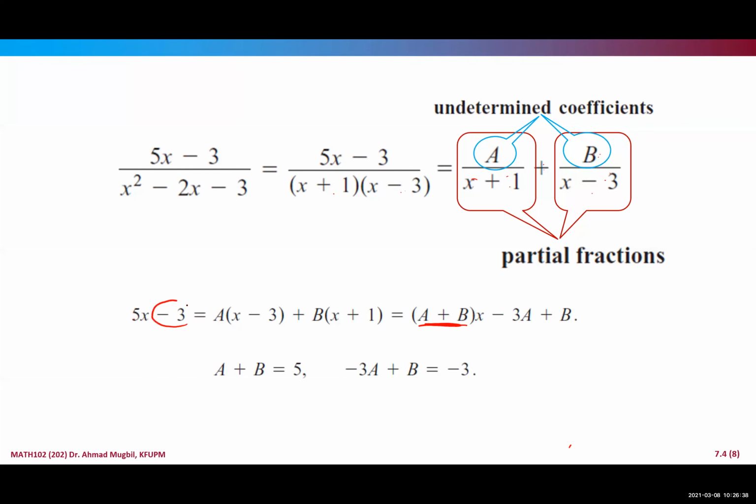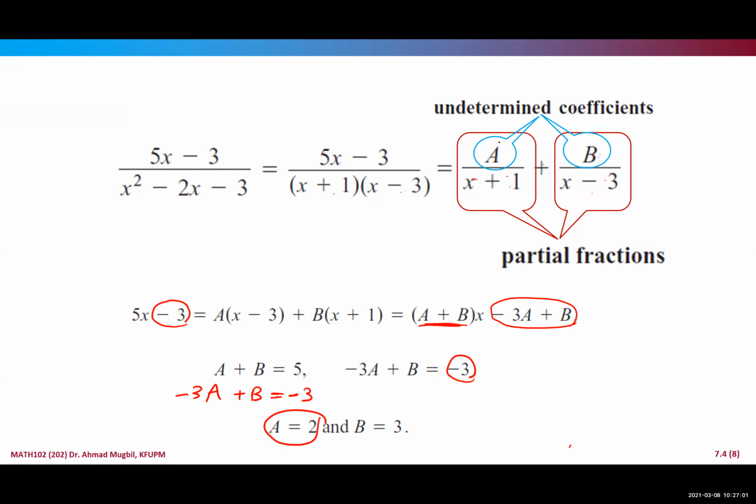And this is the constant term, which must be equal to the constant terms here. So negative 3a plus b. What do you have here? You have now two equations with two variables. You can solve it by substitution or by elimination. So you can solve it and find a and b. It is not difficult. So a is 2 and b is 3.